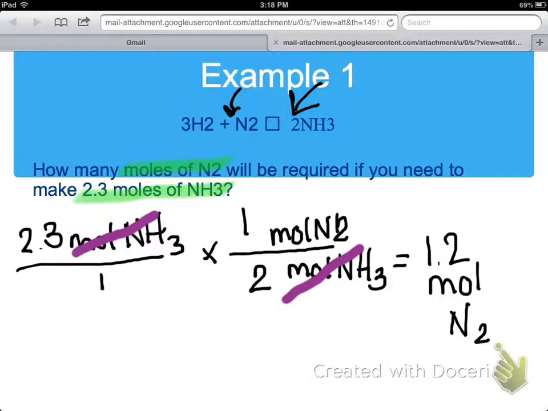So you can see why I stressed earlier why it's so important to always make sure you label what compound we have, because we just converted from NH3 to N2. So we're switching compounds here. Definitely want to keep track of which compounds you have.